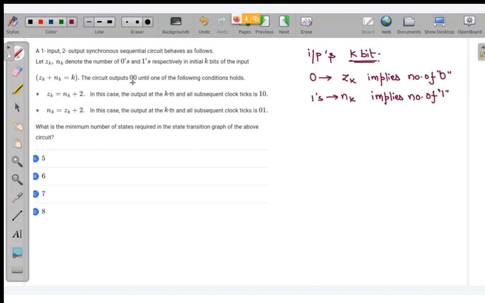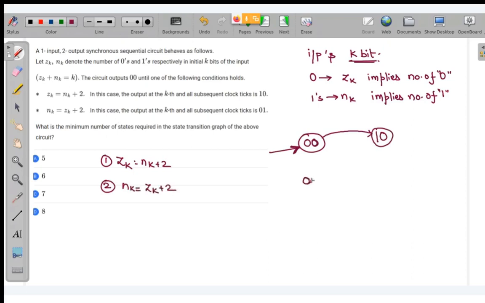The circuit output is 00 until one of the following conditions holds true. The first condition is ZK is equal to NK plus 2. If this happens, your output will jump from 00 to 10. The next condition is if NK is equal to ZK plus 2. Then once again your output will jump from 00 to 10.